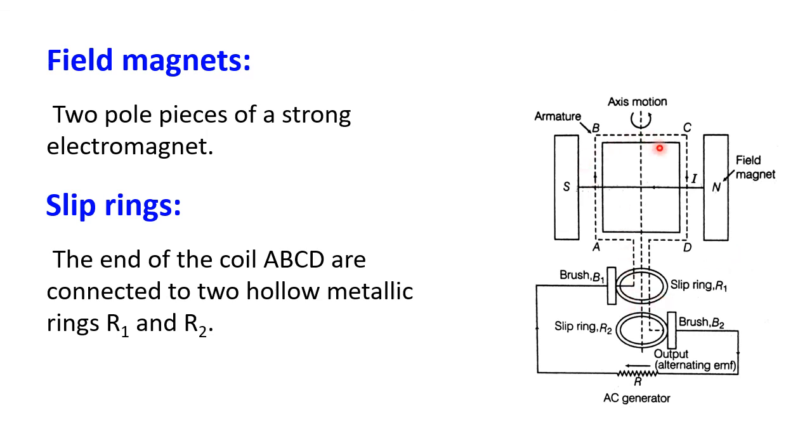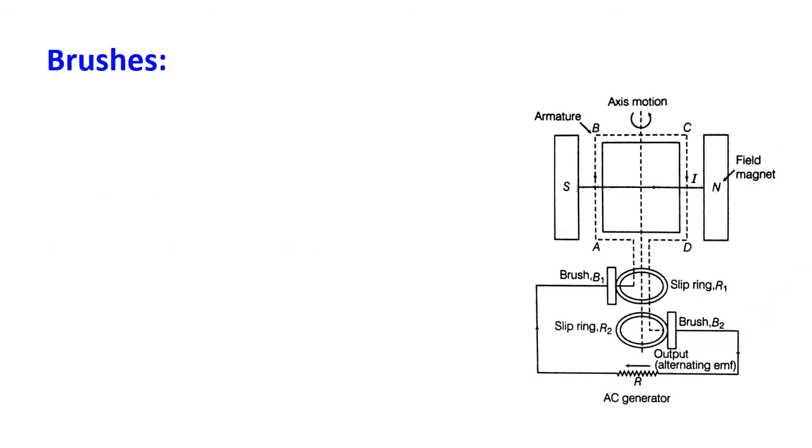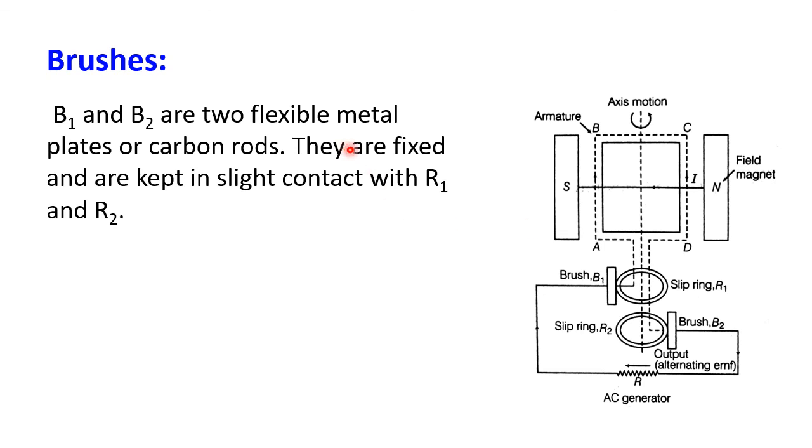As the coil is rotating continuously, one end will continuously be in contact with one metallic part that we call brush B1, which is connected to ring R1, and the other is connected to ring R2, which is connected to brush B2. Let me explain those brushes. B1, B2 are flexible metal plates of carbon rod. They are fixed to the rings R1 and R2, so continuously they will maintain the contact.